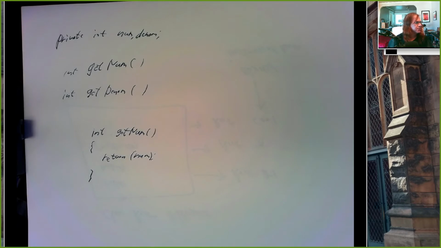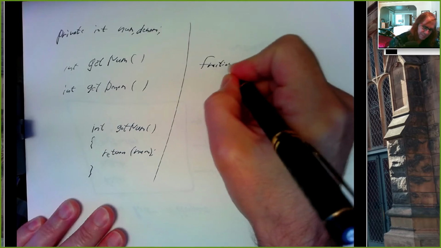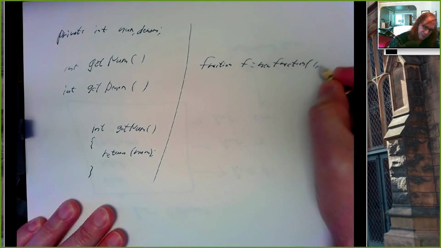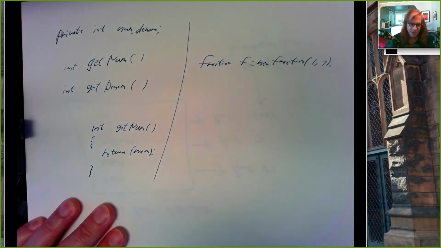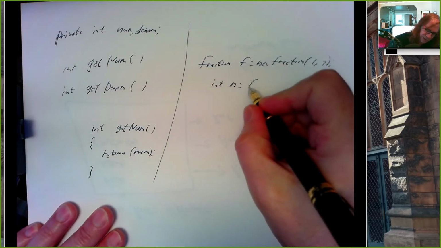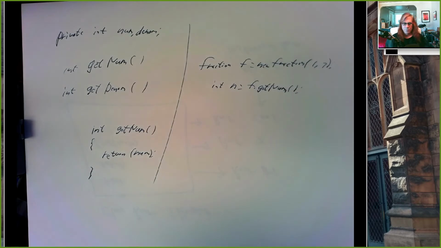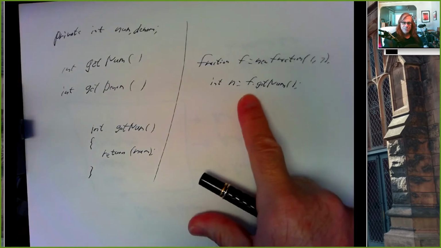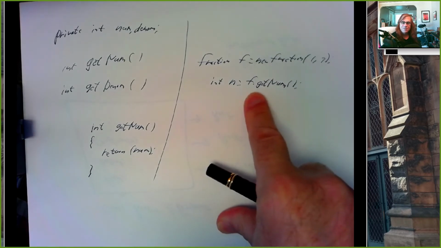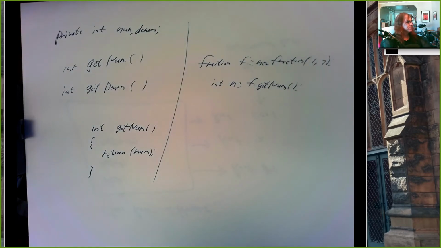Let's see, using getNum and getDenom from our main program, sure. So something like Fraction f = new Fraction(1, 7), and then you could say int n = f.getNumerator(). Right, so f is a fraction, an object of type Fraction, which has a getNum method, so this is calling the getNum method in that fraction, which should return the numerator of f, which should be 1. And then I can print out n or whatever.